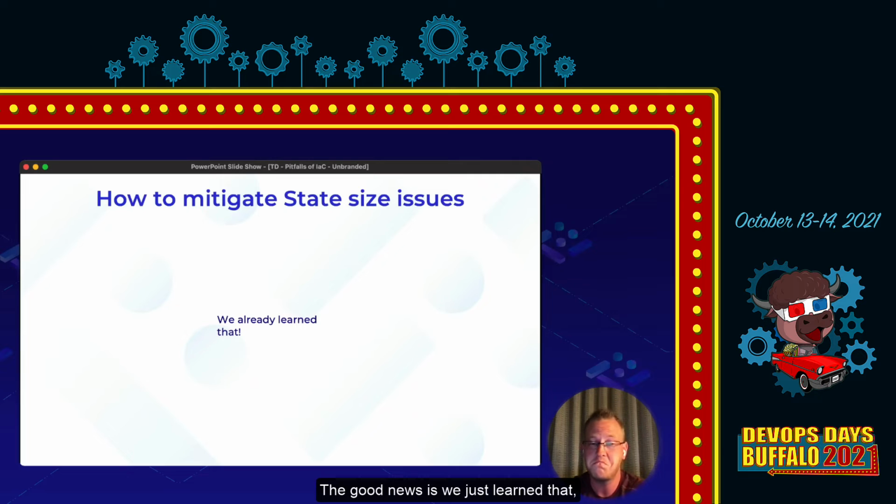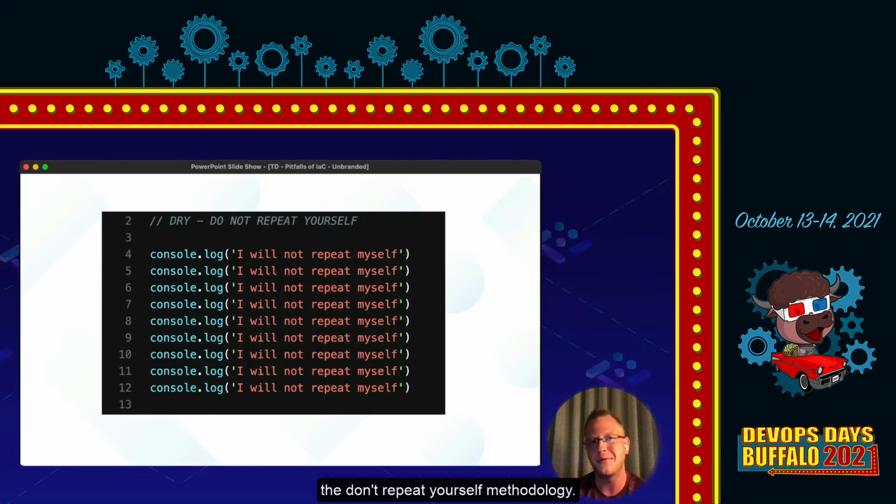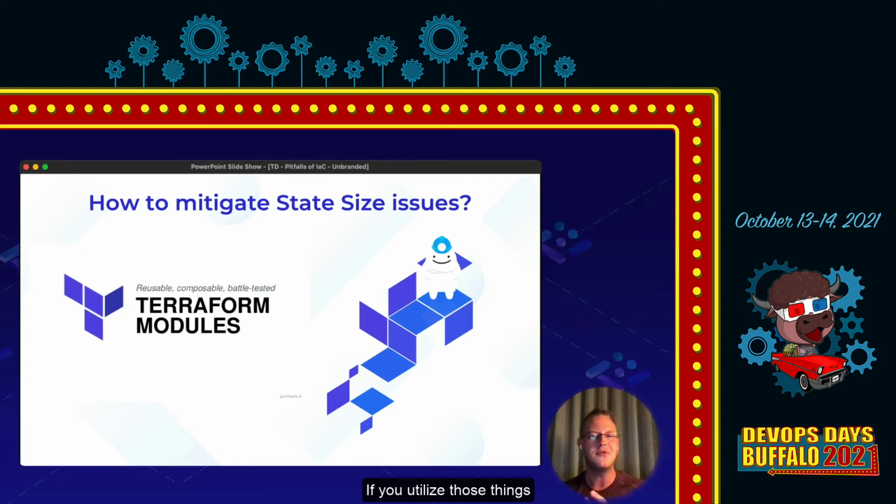The good news is we just learned that the don't repeat yourself methodology, if you utilize those things like Terraform modules and Terragrunt, it can help you to break up your code into those more reusable pieces. But also when you're going through and automating for the deployment, it'll break it up into smaller state files instead of one giant one.